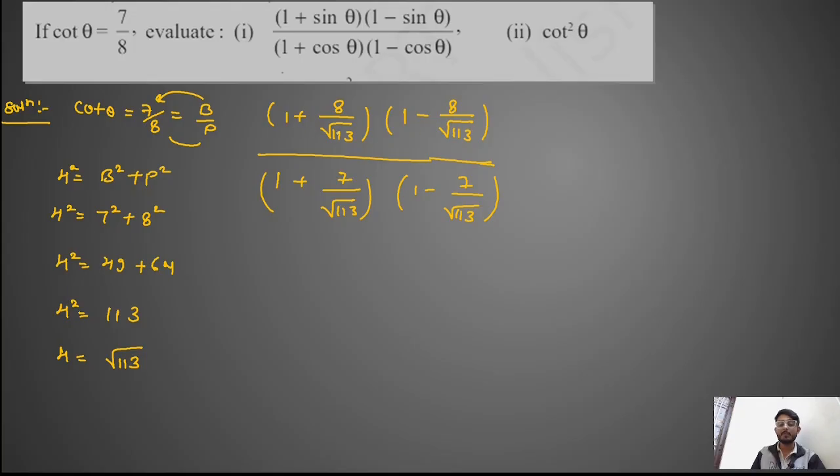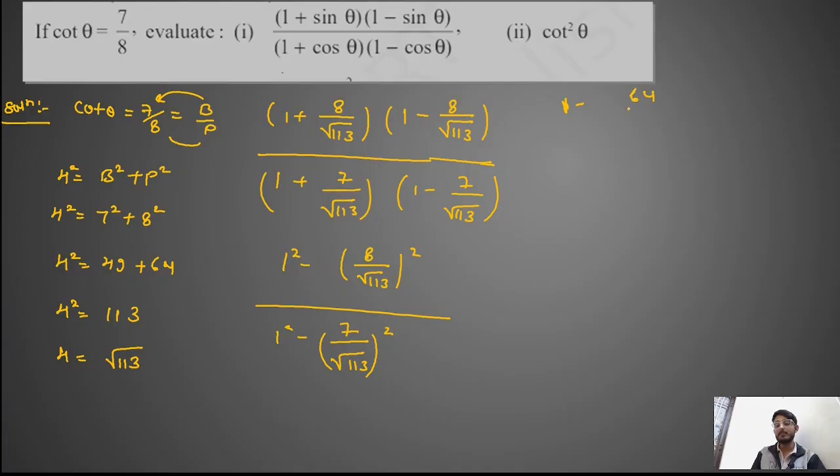Now you have to find the value of this expression by multiplying both. Here we have a plus b and a minus b, so you know the identity: a plus b into a minus b equals a square minus b square. A is 1 and b is 8 upon root 113, so you will get 1 square minus square of 8 upon root 113. The denominator is similarly 1 square minus square of 7 upon root 113. Square of 1 is 1, and square of 8 is 64.